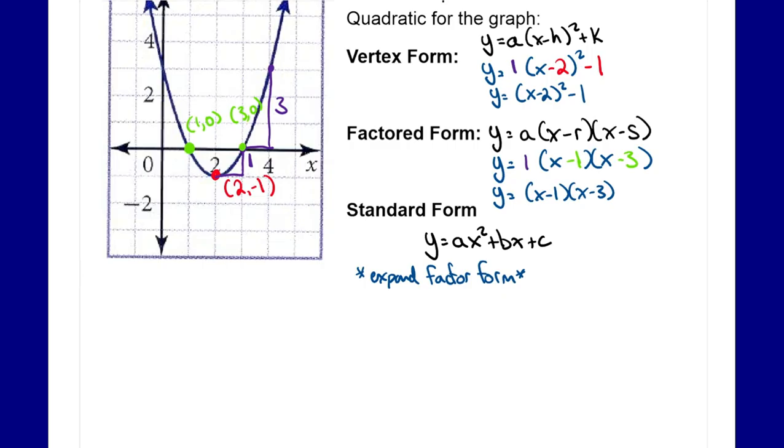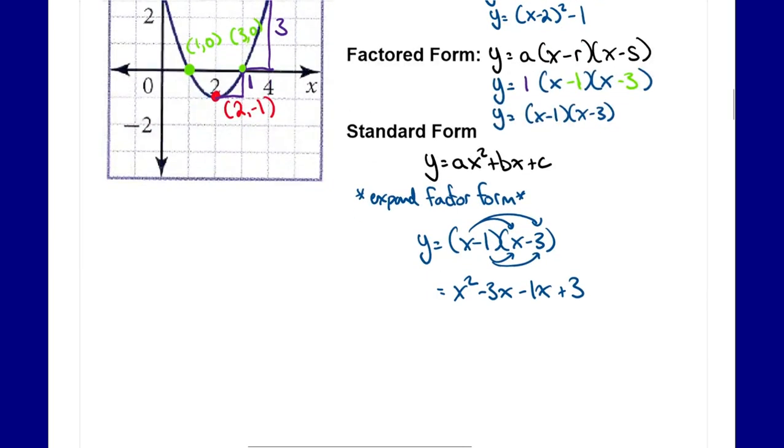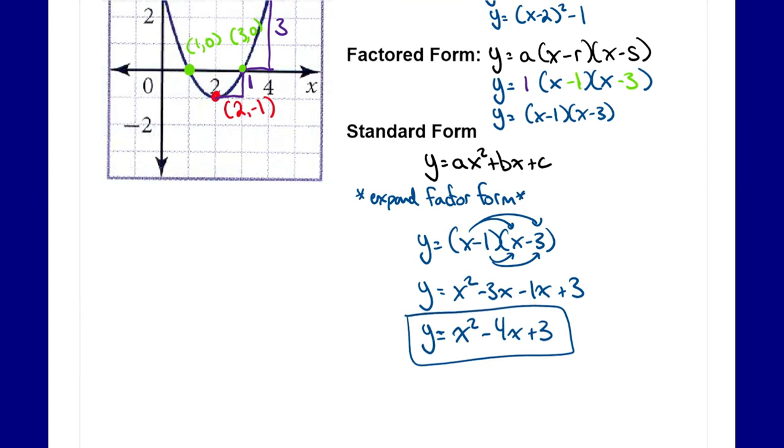Let's see what we get. So we have y equals (x minus 1)(x minus 3). Expanding means to use the FOIL method or distributive property. So x times x is x squared. x times -3 is -3x. -1 times x is -1x. -1 times -3 is +3. If I collect like terms, I end up with x squared minus 4x plus 3. And this is our standard form.